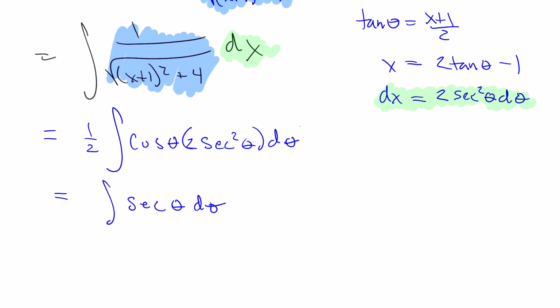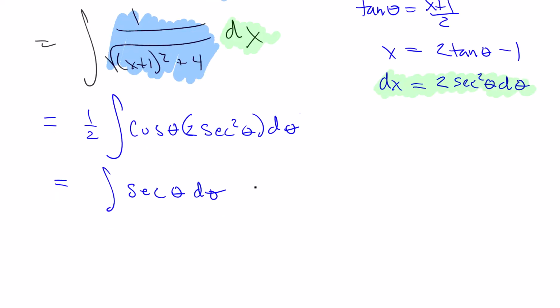Secant is 1 over cosine. Of course, that'll reduce with the cosine that we already have there. And then this is now a special integral. Let's go ahead and recall that this is equal to the natural log of the absolute value of secant theta plus tangent theta. Okay, if this is looking unfamiliar, go back and review. This is even just some basic Calc 1 stuff, or it typically is. So this is equal to the natural log of the absolute value of secant theta plus tangent theta plus c.